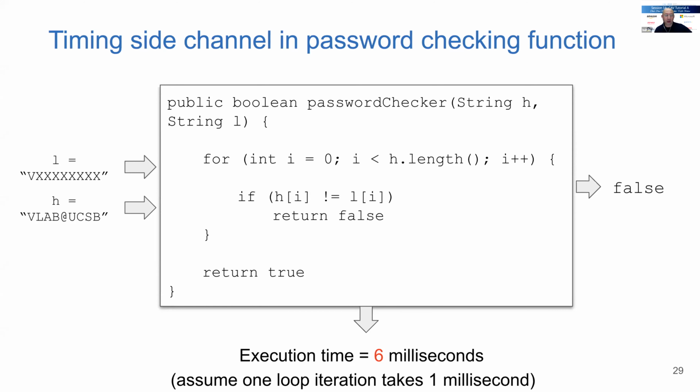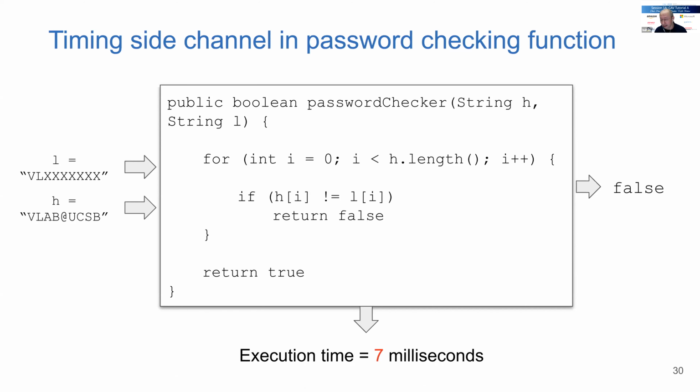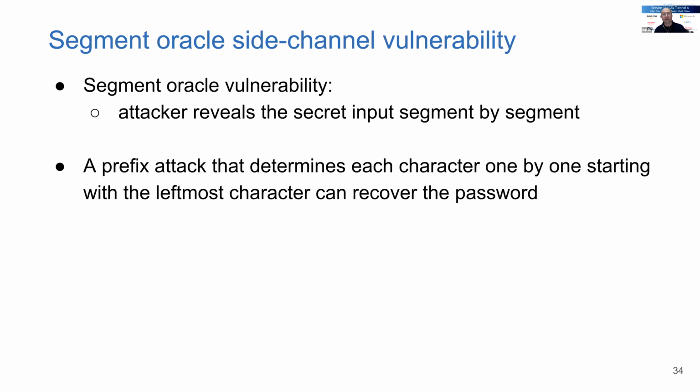Therefore, when the first character matches, I can detect from the execution time that the first character matched. And if I detect 7 milliseconds, then I know the first two characters matched. This way, just looking at the execution time, I can detect how many characters matched. This is a classic example of a side channel vulnerability. Variations of this vulnerability exist in real code, and they caused real vulnerabilities and exploits in important code that accesses secret information. This is called a segment oracle side channel vulnerability. I'll show more examples of this later.